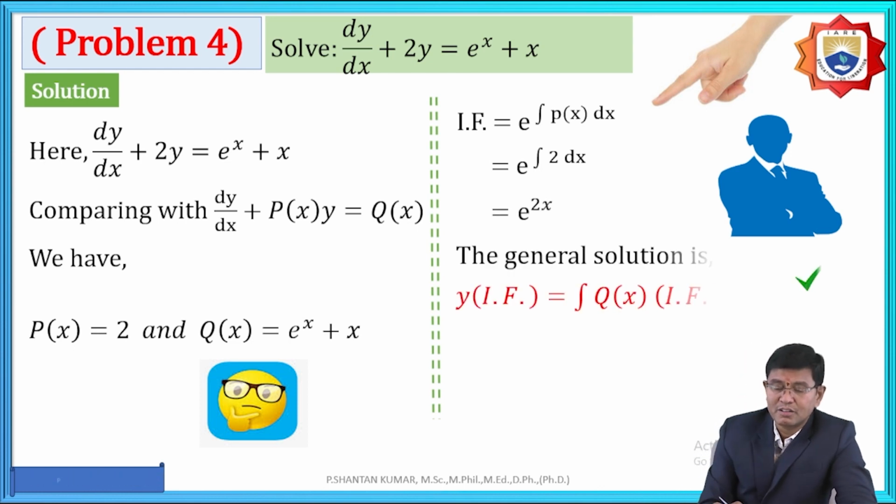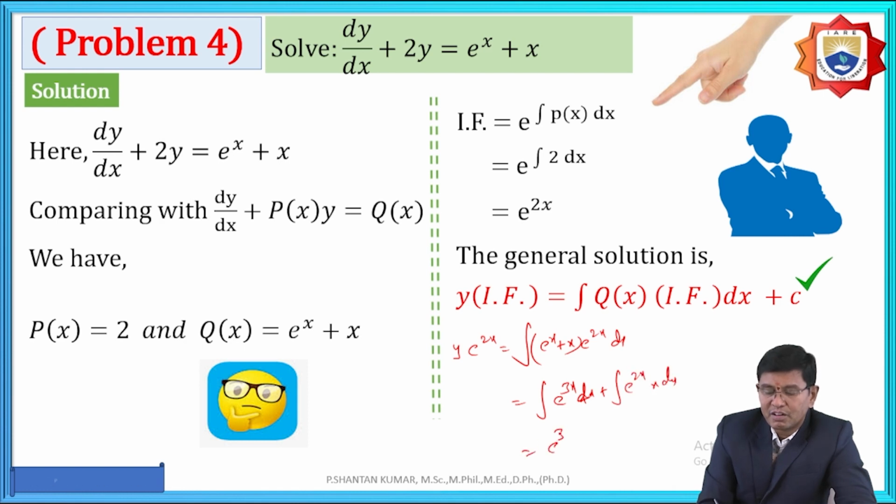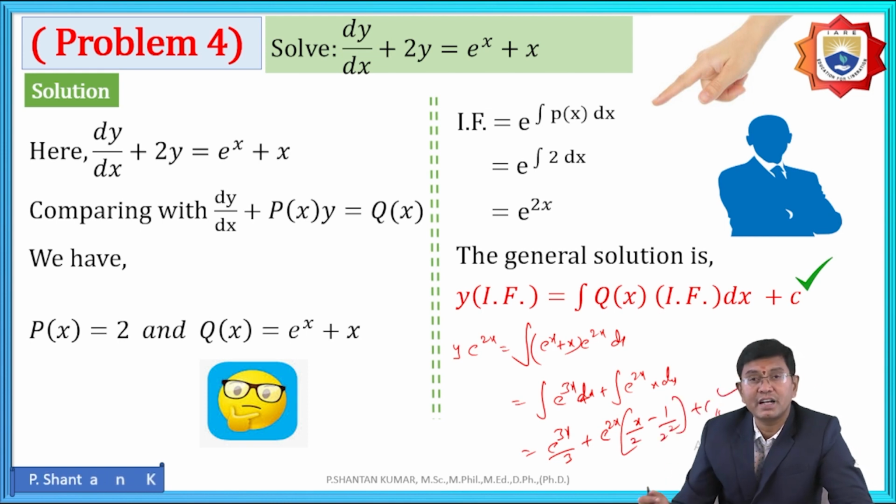And the solution is y into the integrating factor, that is e power of 2x, equal to the integration of q, that is e power x plus x, into the integrating factor e power 2x into dx. And here e power of 3x plus dx, plus the integration of e power 2x into x dx. And here e power of 3x by 3 plus e power of 2x into x by 2 minus 1 by 2 square plus c. That is the integrating formula, and we can find the solution.